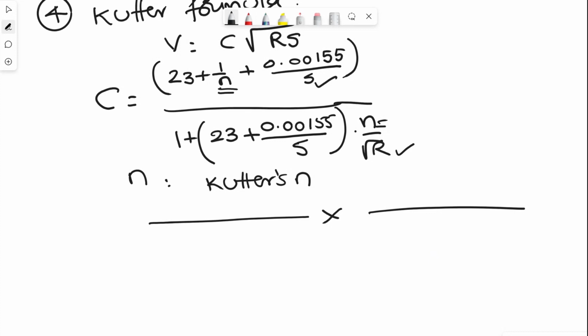all that numerator divided by the denominator, which is 1 plus bracket open 23 plus 0.00155 by S into n by root R. So this is the equation.